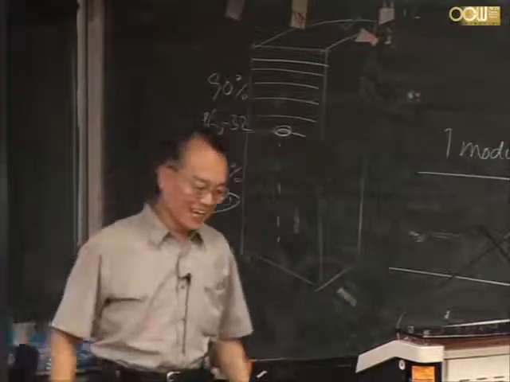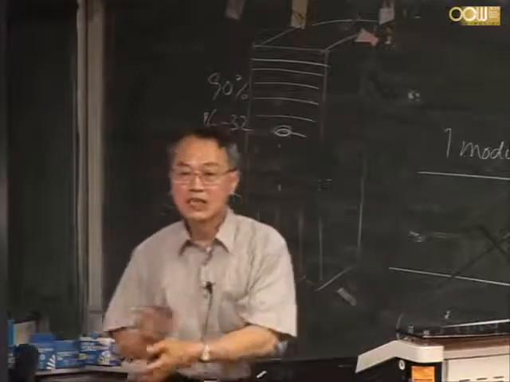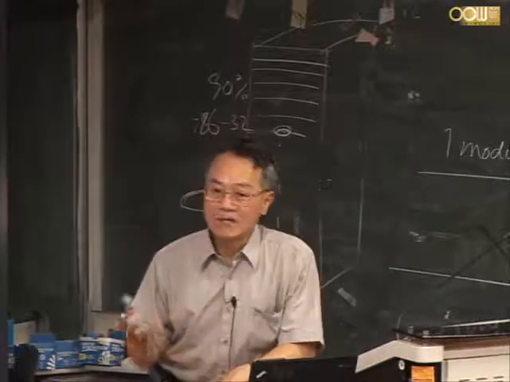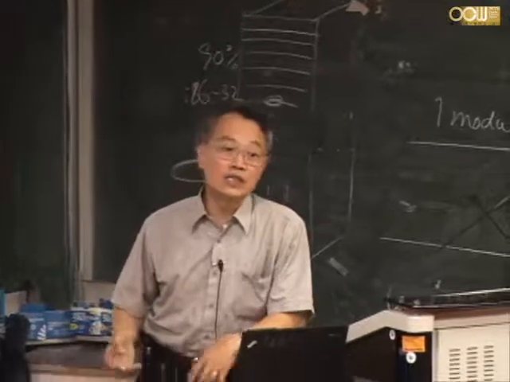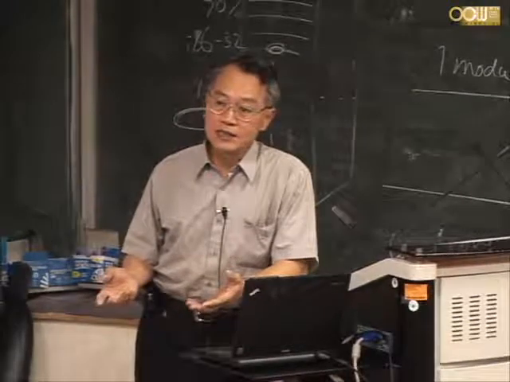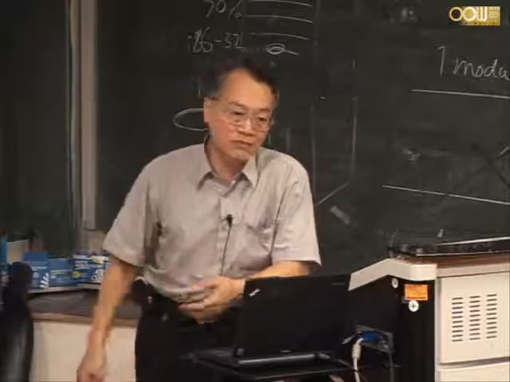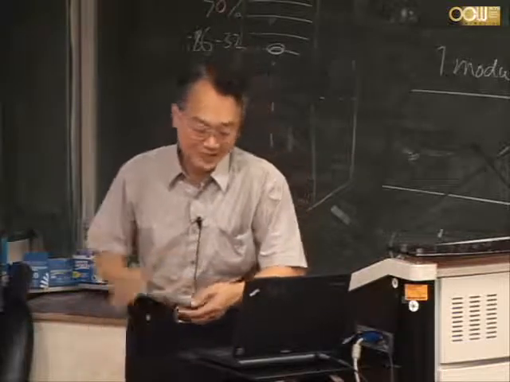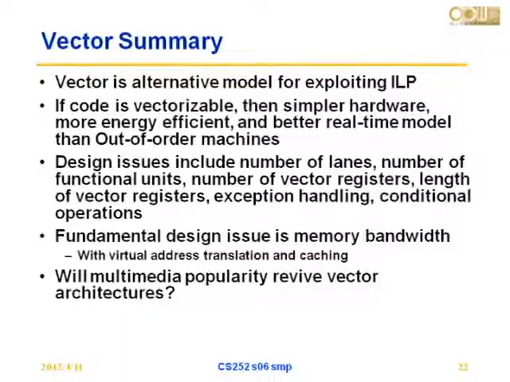NVIDIA and the Intel Larrabee, a fading machine, and IBM Cell. Those are the GPU type machines. And we can use those kind of machines to do vector computing or even general purpose computing. Okay? Many tricks we can play.